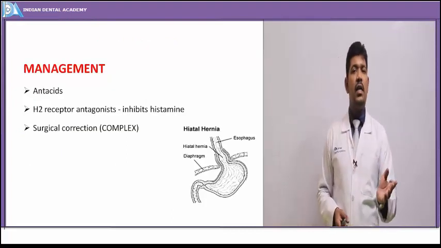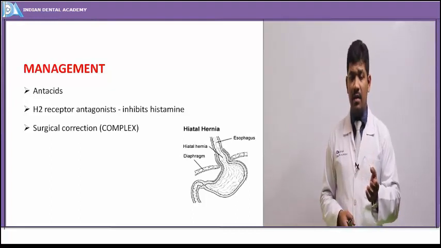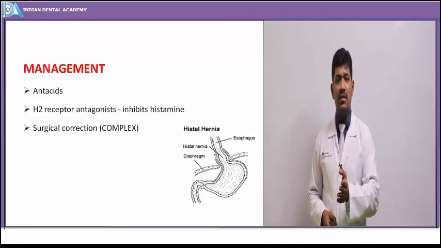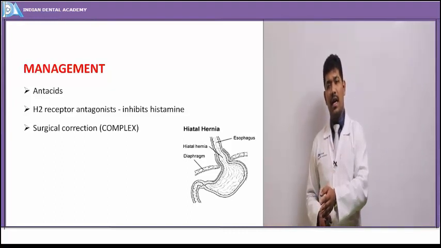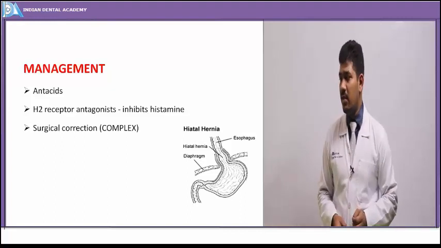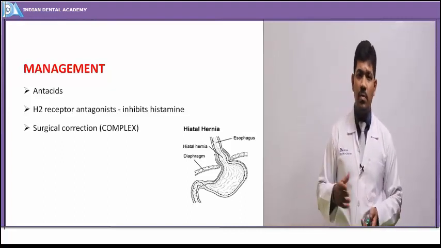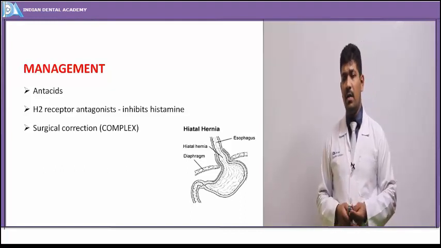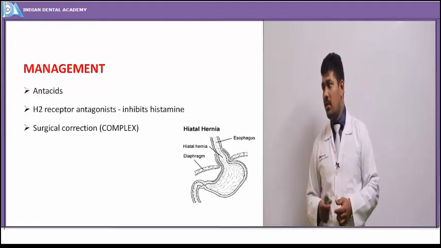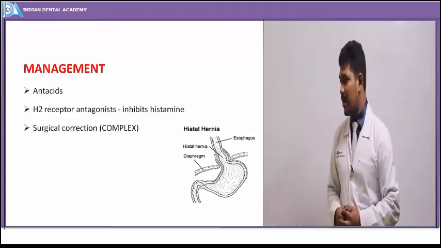As with the GIT, the basic problem with partially digested food is the acid content. So deal with it using antacids, counteract the effects of this acid, and you can thoroughly manage these patients. As with the GIT, we can also use H2 receptor antagonists, which basically inhibit the production of acid, or inhibit the production of histamine within the stomach lining.